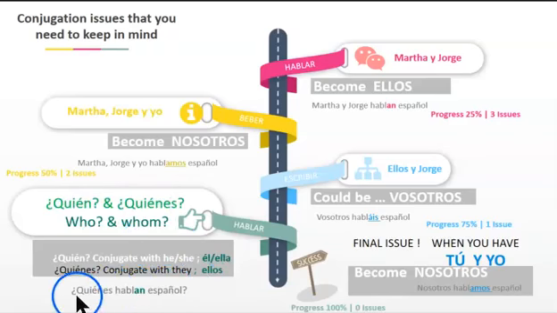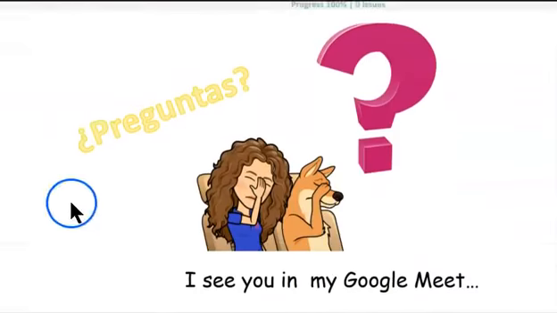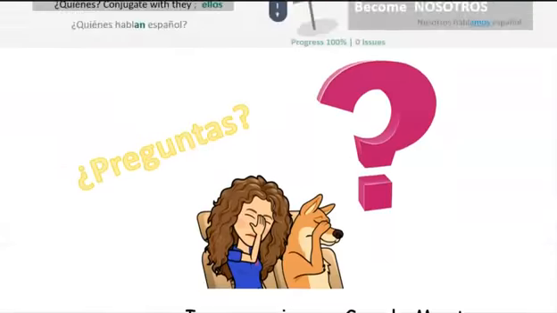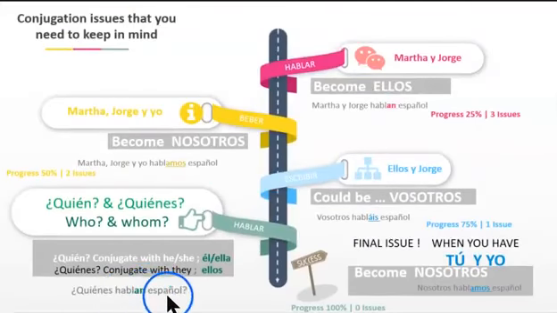We have the examples in here. Quiénes hablan, this is the ending for ellos. Quiénes hablan español. If we have quién habla español, we use the ending for él and ella. ¿Quién habla español?